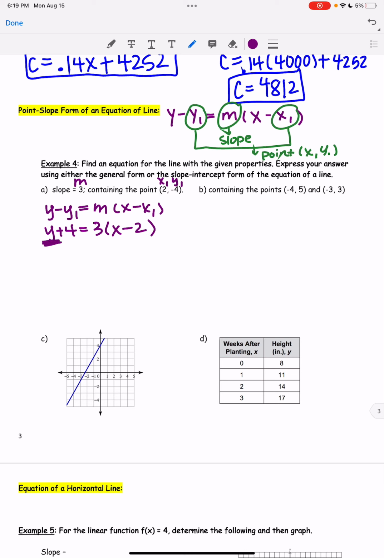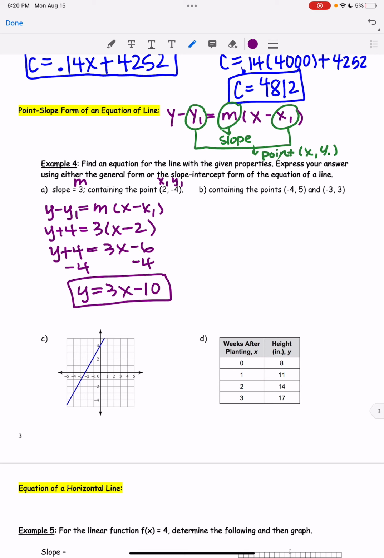So solve this for y, and in order to solve this for y, we're going to do the distributive property first. So y plus 4 equals 3x minus 6, and then subtract your 4. So I get 3x minus 10. Now this gave me everything I needed to use point-slope form.